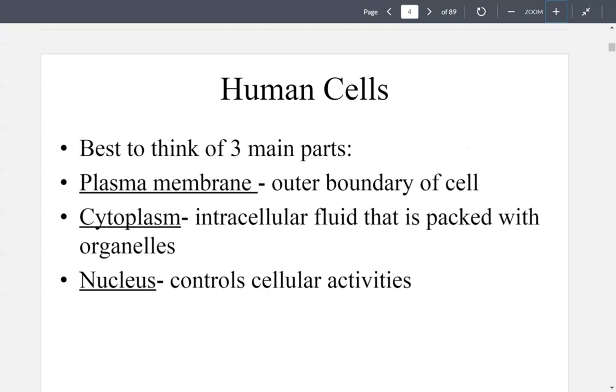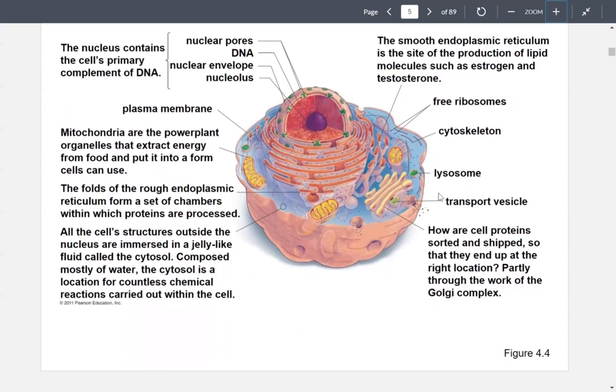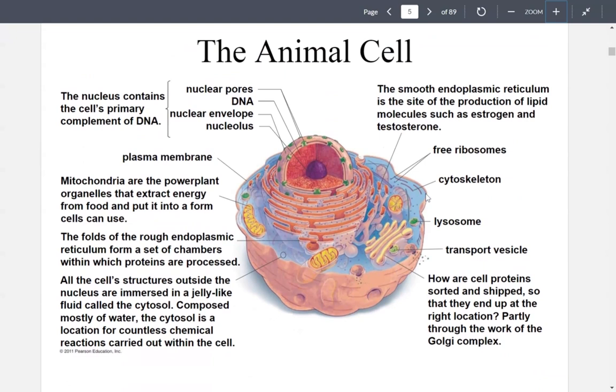The cytoplasm is everything else. Cytoplasm as a term is going to refer to both the fluid within the cell as well as all of the organelles within the cell. If we are just talking about the fluid within the cell, we're going to refer to it as cytosol. Here is an artistic rendering of a cell, specifically an animal cell.